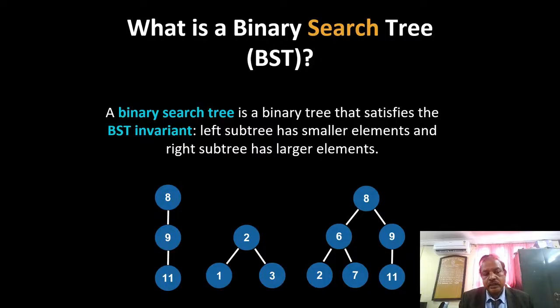In a binary tree, what is the condition? It should have at most 2 children. Okay, so 8 has 1 child, 9. It is the right side of 8. Similarly, the right side of 9 is 11. This is also a binary tree and it is also a binary search tree.